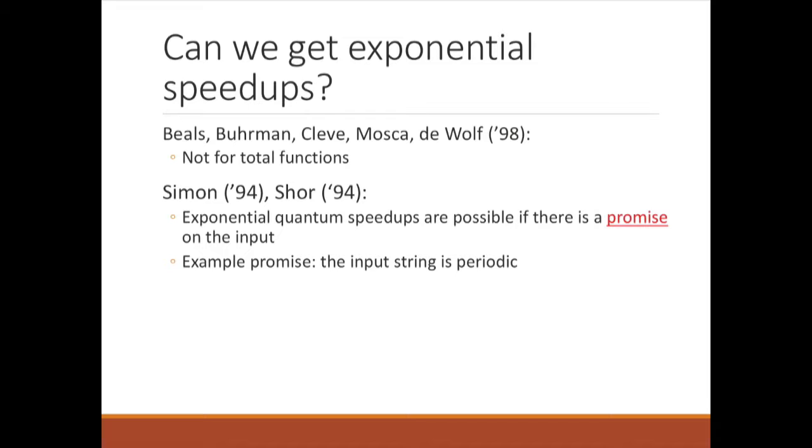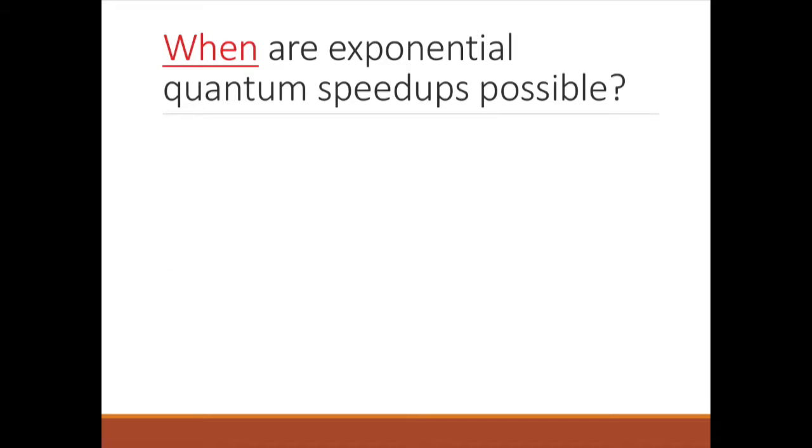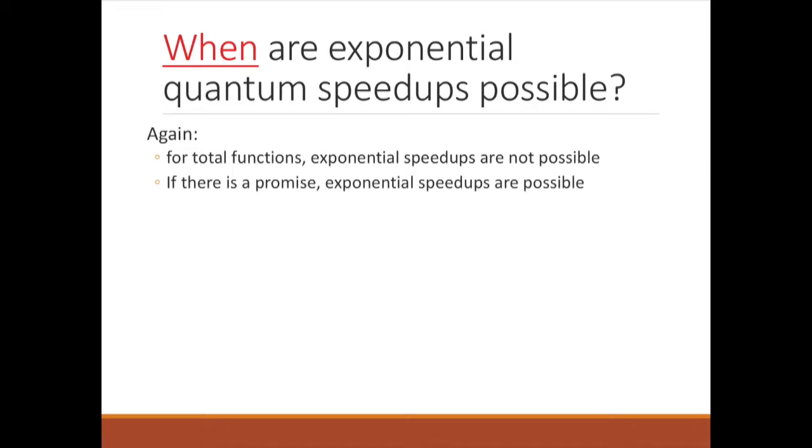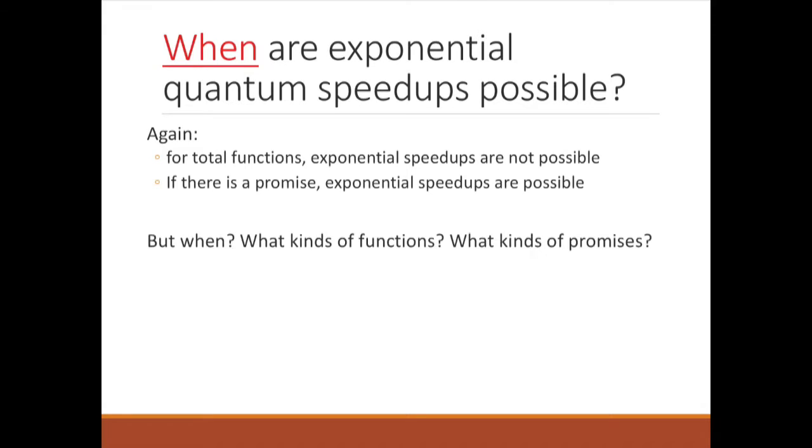Here, for this talk, we want to ask, when are these exponential quantum speedups possible, right? So we know they're sometimes possible if you have the right promise on the input, okay? But for what types of functions? So again, for total functions, we're not going to get anything. If there's a promise, maybe. But for what kinds of functions, what kinds of promises, can we say anything else about when we get exponential quantum speedups?